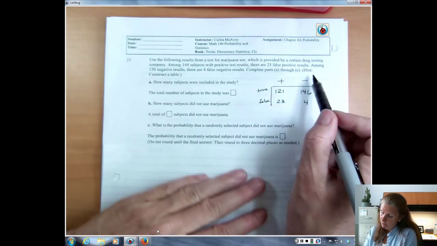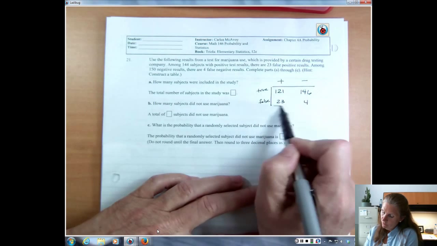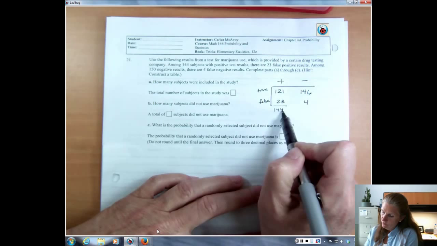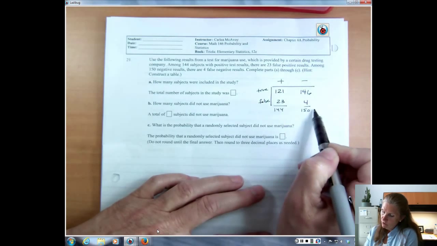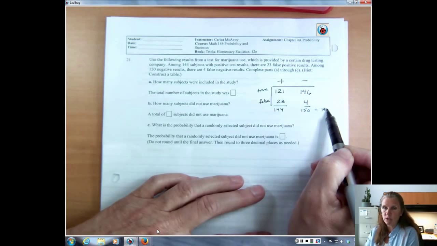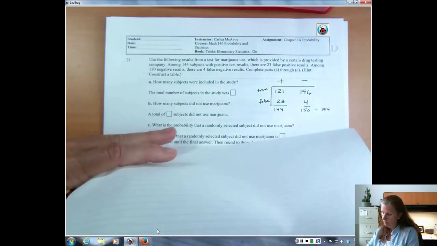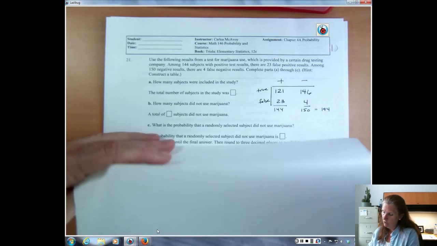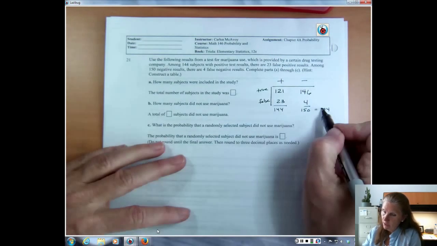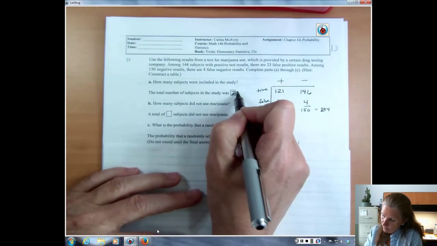Okay, so how many, hint, construct the table. No, okay, so how many subjects were included? There was 144 here and 150 here, which means there was a total of 194 subjects total. Okay, that part should make sense to you. Whoops, no, not 100, 294. Just checking the answer. Yeah, I didn't add correctly. So up here, it's 294 people.